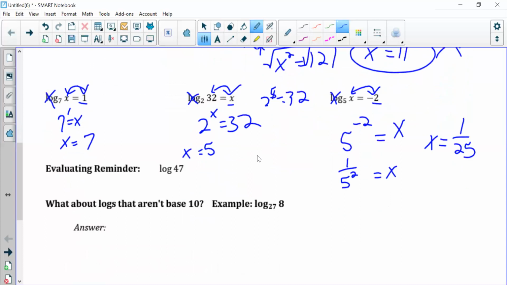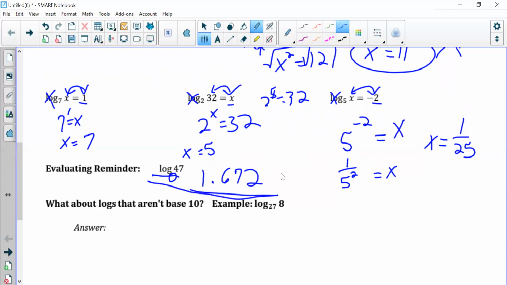All right, evaluating reminder. We just did one like this. I have no base written here, so it's an understood base 10. So let's say the log of 47 in our calculator is 1.672.